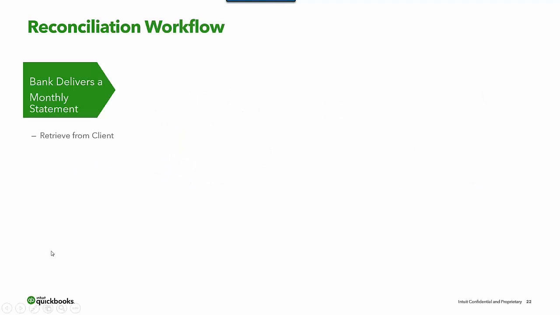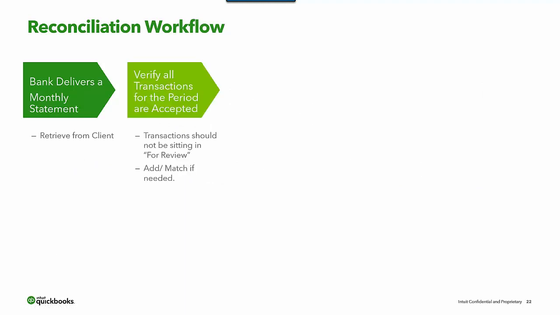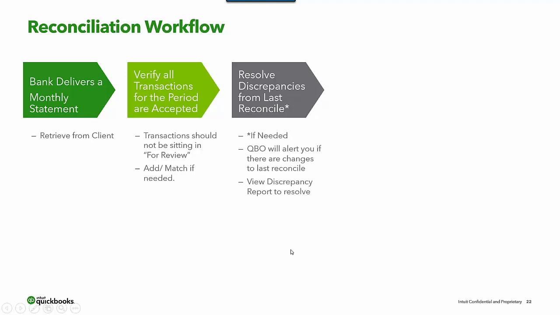Bank delivers a monthly statement and you retrieve that from your client. Verify all the transactions for the period are accepted. So this is an important step. We talked about how the bank feed is the first leg. So you want to go into the bank feed and make sure nothing for that period is sitting in for review, and then add and match as needed. And then we're going to look at resolving discrepancies from the last reconcile if you need to.